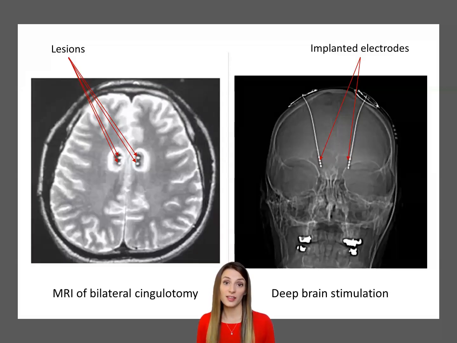In the image on the left, you can see the results of an MRI after bilateral cingulotomy. You can see the 4 areas, the 4 lesions in the brain. In the image on the right, you can see what it looks like to have the electrodes implanted in the brain, sort of the location of where they are placed.